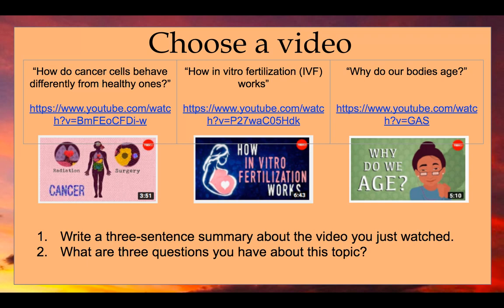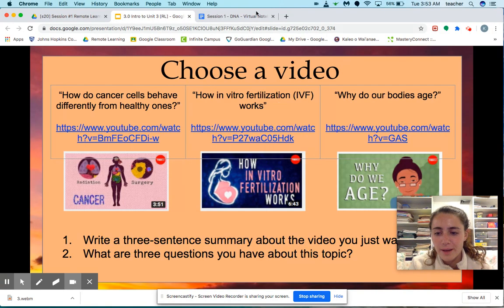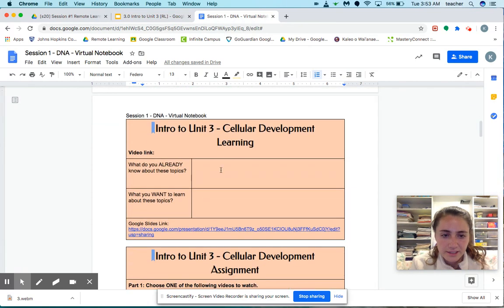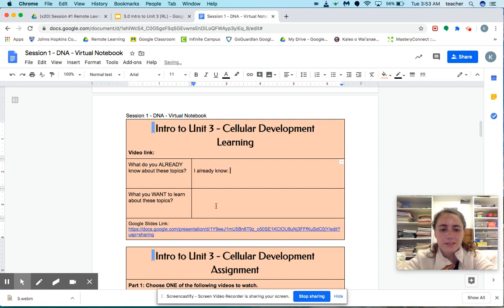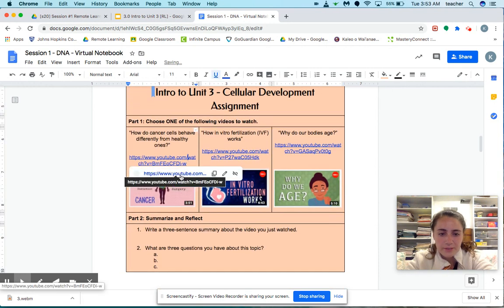Then you're going to write a 3-sentence summary about the video, and then write 3 questions you have about this topic. And if you are wondering where to do this work, where do we do all our work but in the virtual notebook? So go back to this document, and here's what you know. So I already know, and then click what you know. I want to know, click what you want to know. And then choose one of these, click on whatever link it is.